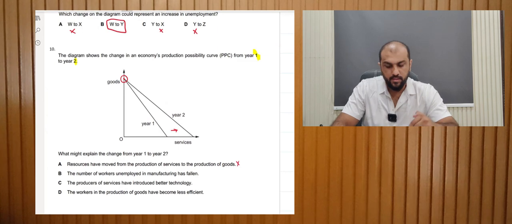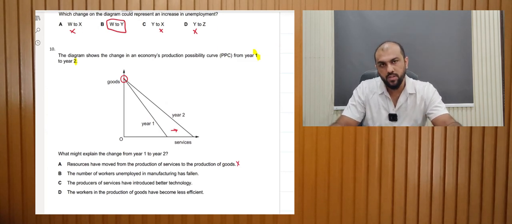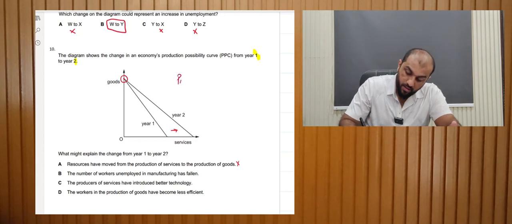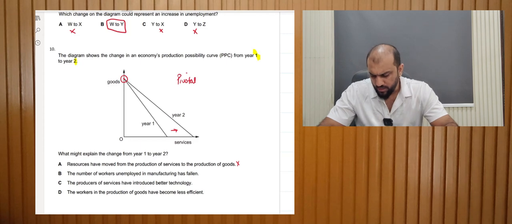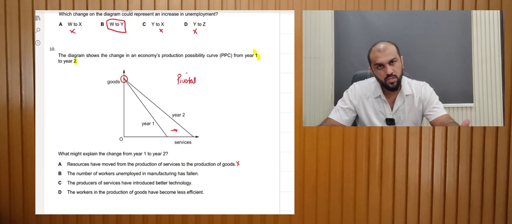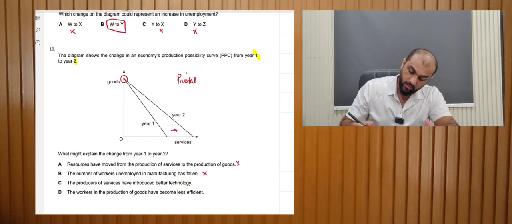This is incorrect. This is a concept of reallocation. So there is no reallocation, rather there is a pivotal shift. The number of workers unemployed in manufacturing has fallen. No, there has been no change in employment in the manufacturing sector, hence this is also incorrect.